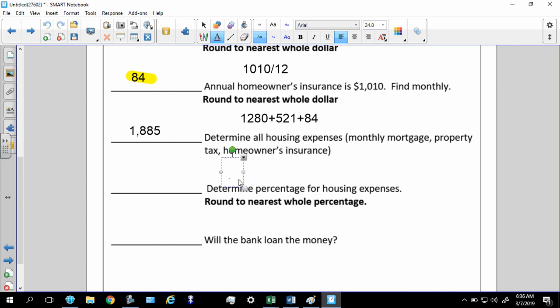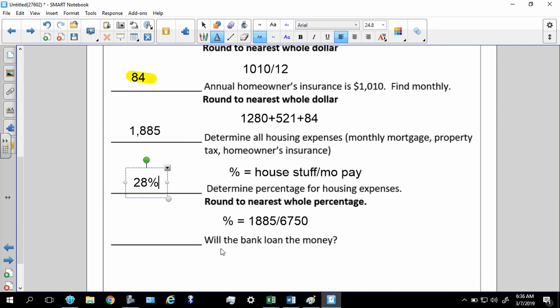So again, this is very similar to the front end ratio. To find the percentage, we're going to put the house stuff divided by his monthly pay. So the percentage is equal to the house stuff, which is 1,885, divided by his monthly pay, which is $6,750. I get a percentage of 28%. Now, with the bank loaning the money, again, very similar to the front end ratio, we're looking for 28% or lower. He's at 28%, so this is finally a yes.